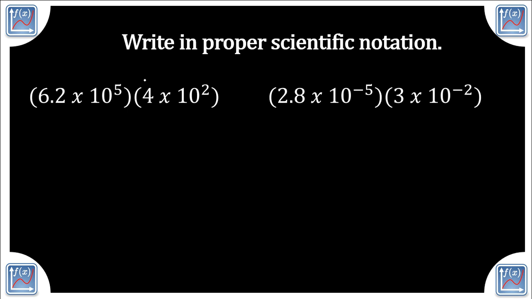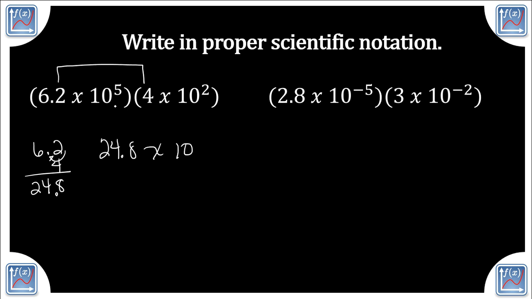Now we're going to multiply and then write in proper scientific notation. To multiply, we simply multiply the coefficients. 6.2 times 4. 4 times 2 is 8. 4 times 6 is 24. We have one decimal space. So we have 24.8 times 10 to the, we're going to add our exponents and get 7.